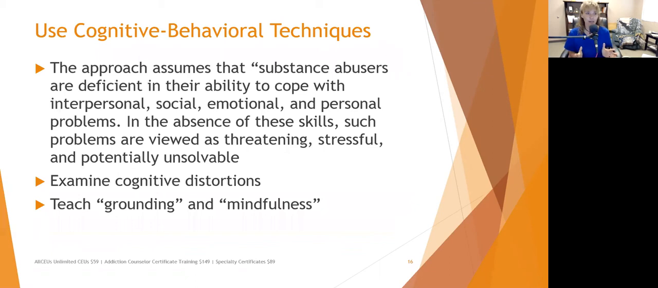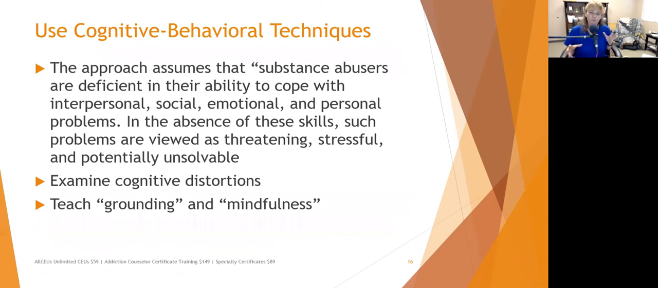It doesn't work near as well, or worse yet, trying to do it with your fingernail. Been there. I digress. In the absence of these skills, problems can be viewed as threatening, stressful, and potentially unsolvable. I've started watching the reboot of MacGyver lately, and this is kind of what it reminds me of. In cognitive behavioral, he runs into these weird, wacky problems, and he finds avant-garde ways of approaching them and solving them. So cognitive behavioral enhances problem-solving skills, as well as reduces cognitive distortions like all or none thinking and personalization.